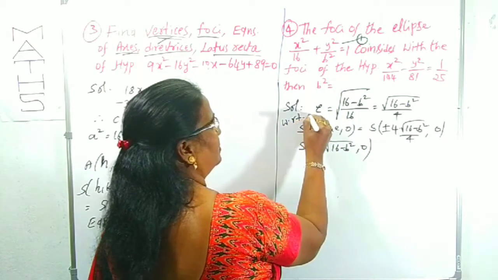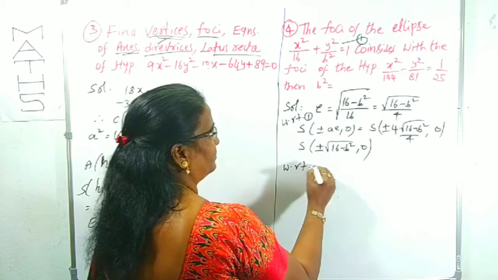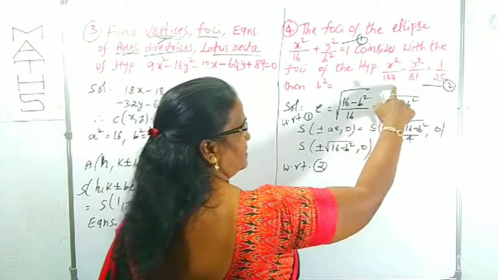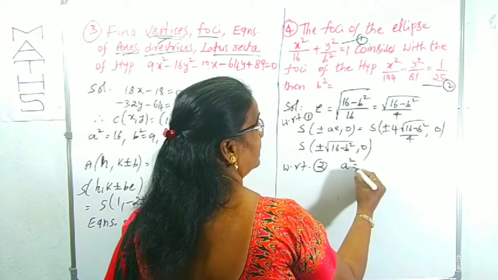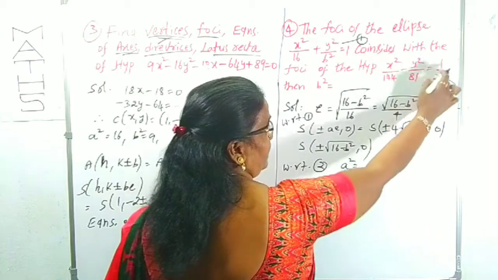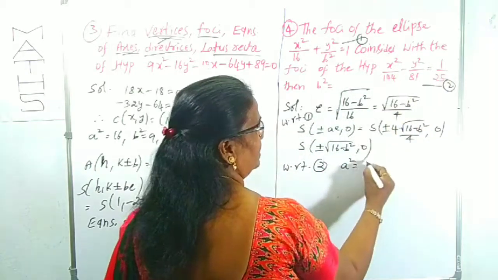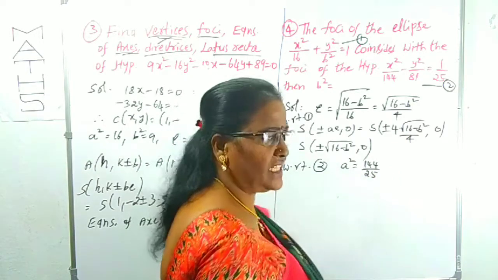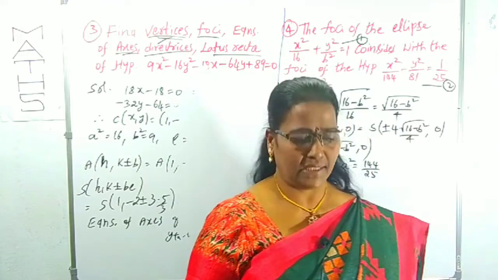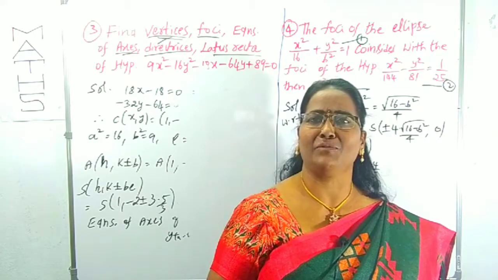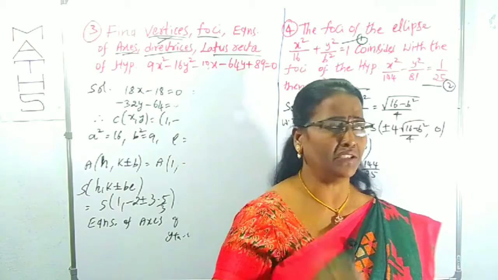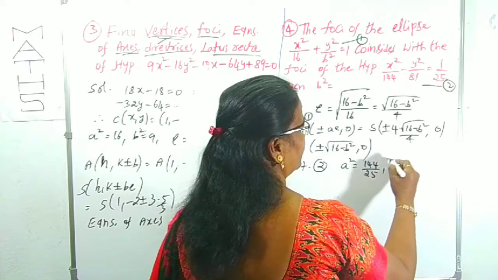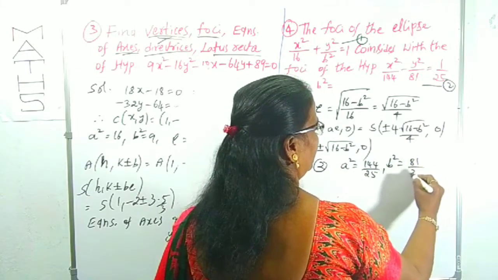With respect to 1. Now with respect to 2, for our convenience, this is taken as 2, right? With respect to 2, a square is multiplied with 25 because you can reduce this. It becomes 144 by 25. You know what is a transverse hyperbola? Standard form, that is x square by a square minus y square by b square is equal to 1. That is only what I am doing here. A square is 144 by 25 and b square is 81 by 25, right?